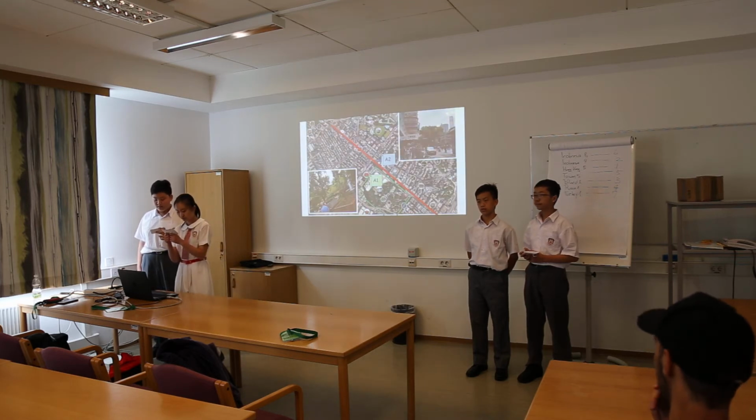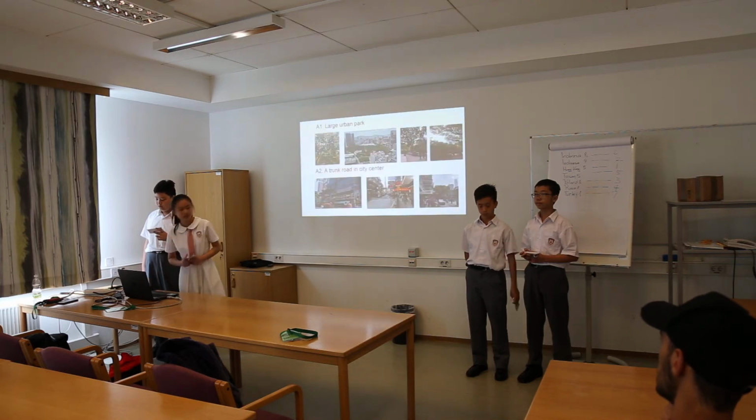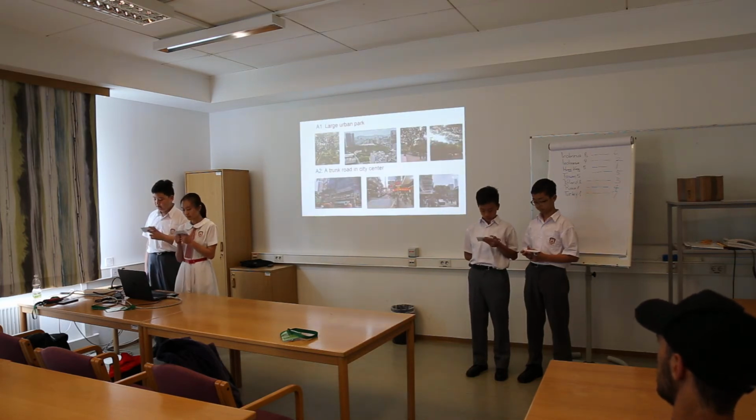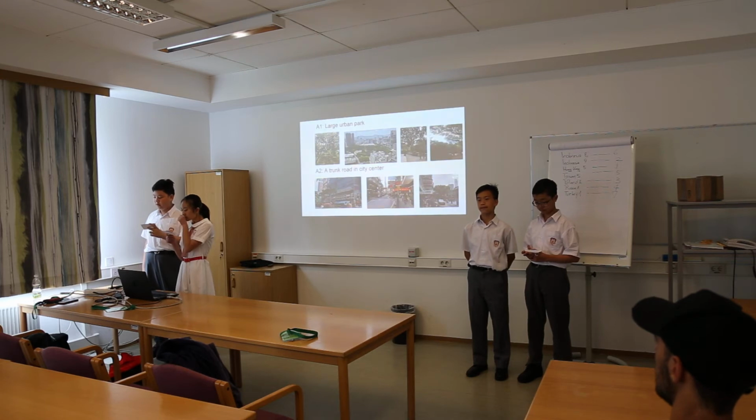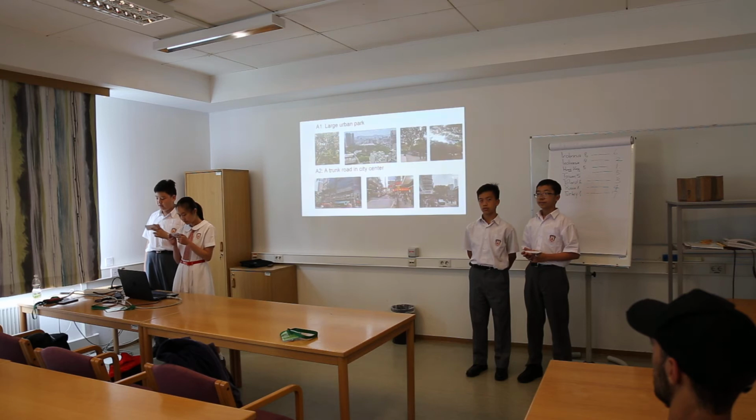District A is located in the city center of Hong Kong. It's one of the busiest commercial districts with a very high traffic flow. At the same time, there's a big urban park in the same district, with a total area of 13.5 hectares in size. There are lakes and dense vegetation in the park.